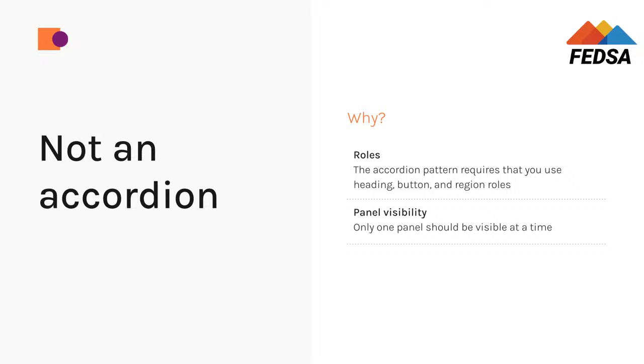Just to note, it's not an accordion, okay? It's sometimes touted as a replacement for an accordion, but it's not an accordion for two reasons. First of all, it doesn't satisfy the roles requirements of the spec, and that is that you must have a heading, a button, and a region role attached to an accordion, and the details and summary elements do not have that. And the accordion spec also says that only one panel should be visible at a time, and that isn't something that details and summary gives you out of the box, so to speak.